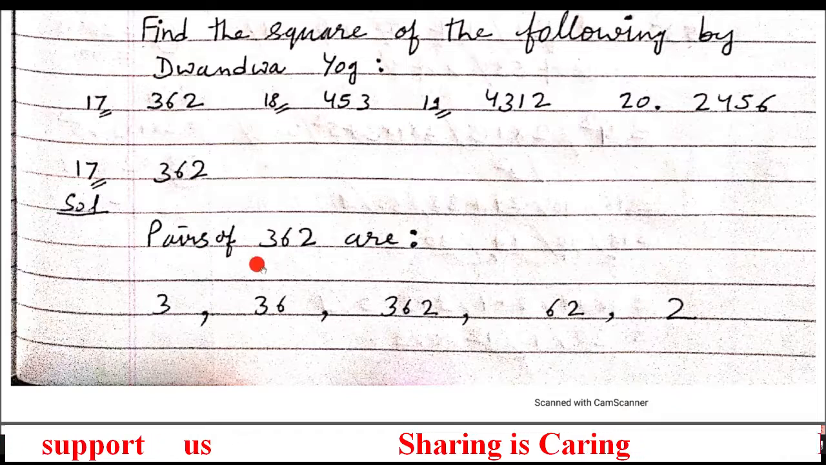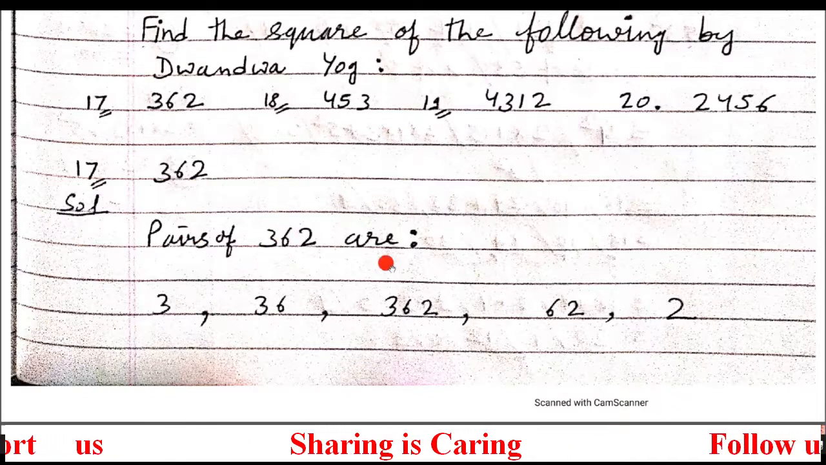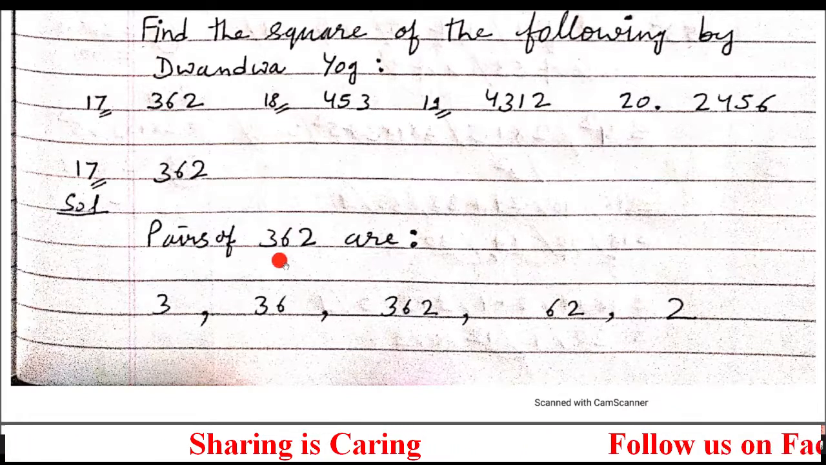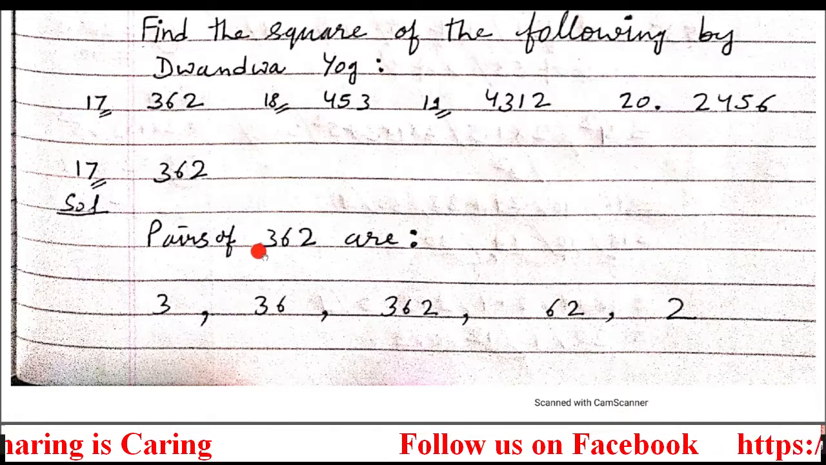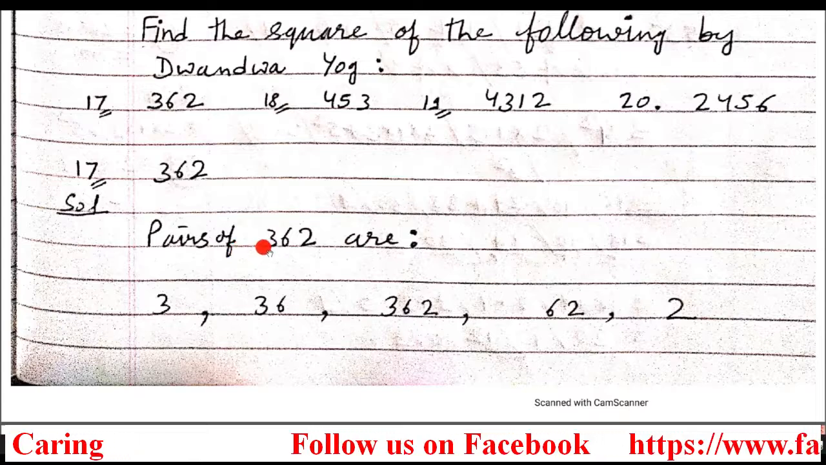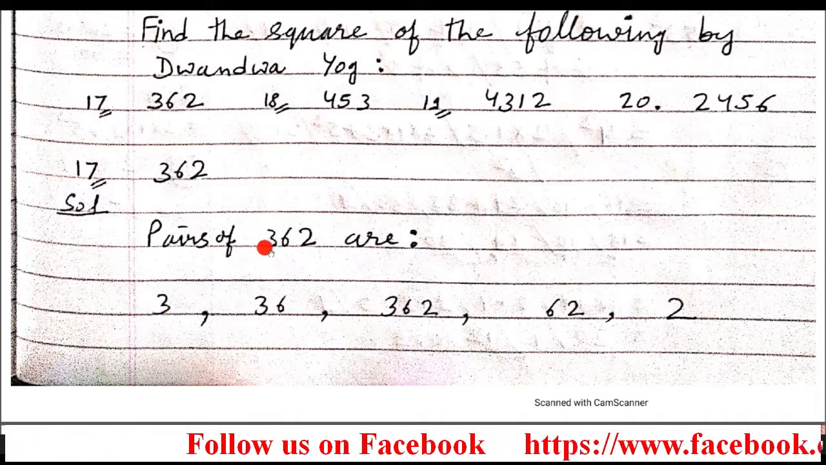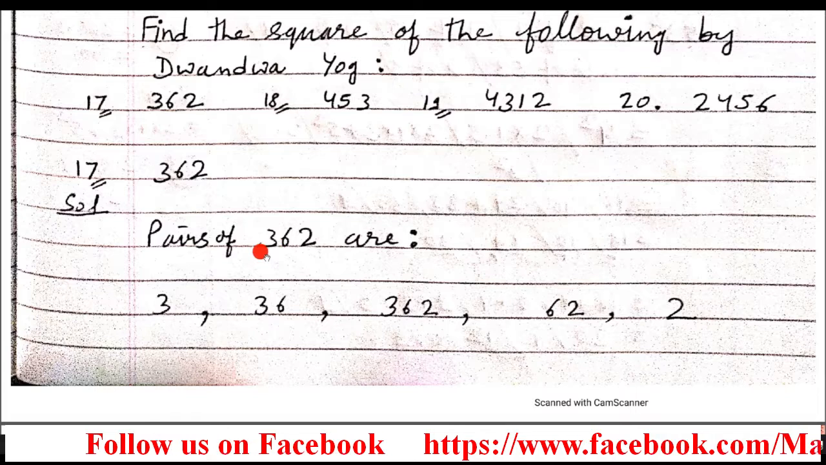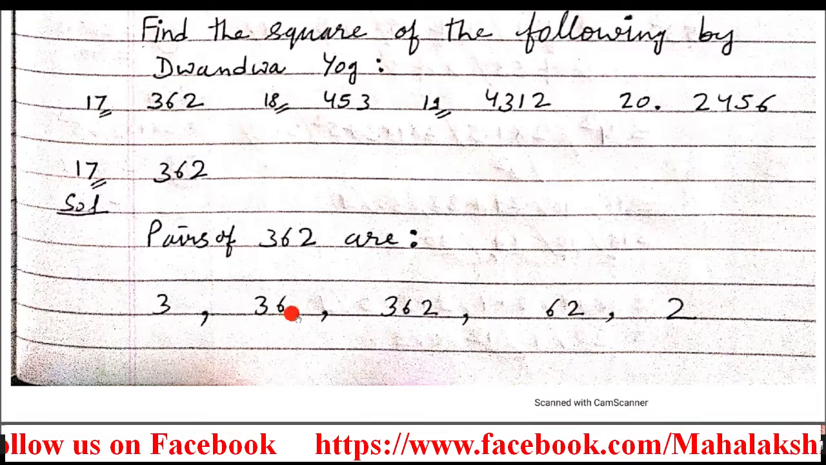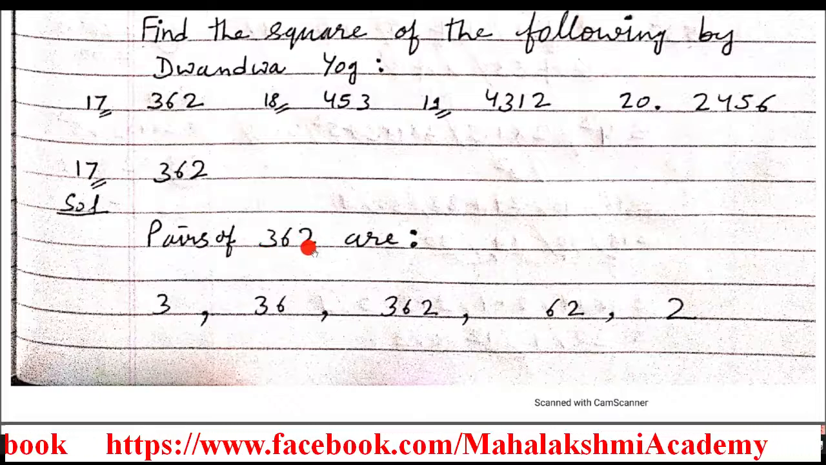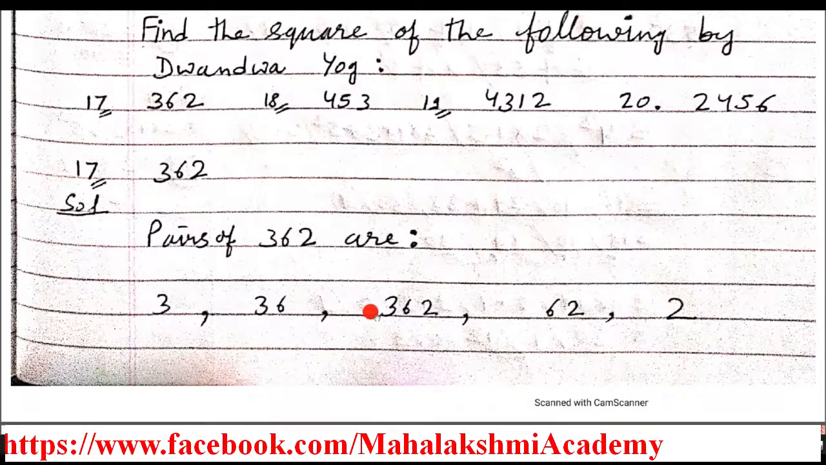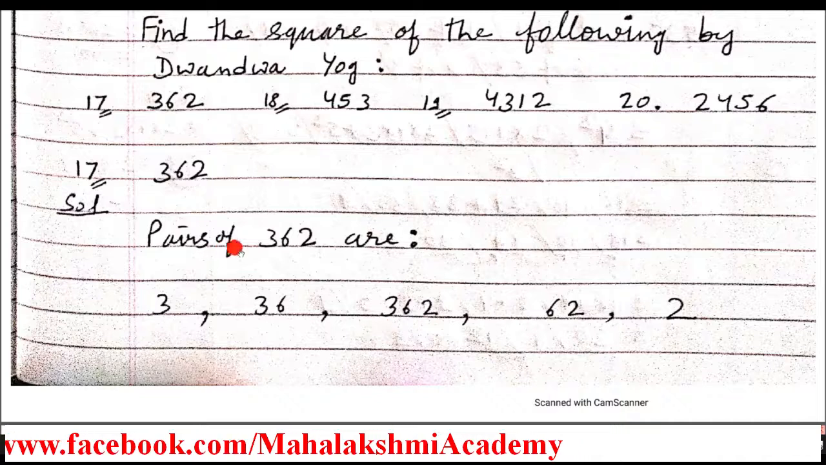So here, first we will make the pairs of 362. The process to make the pairs of 362 is like this. You have to start from the leftmost digit, that is 3 first. Then with 3, just take one more digit, that is 36, that is the second pair. Now for the third pair, take one more digit, 362. Now we started from 3.